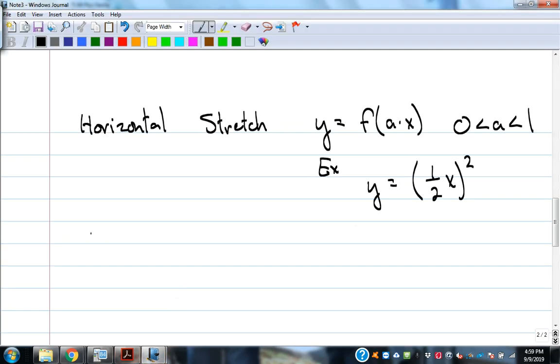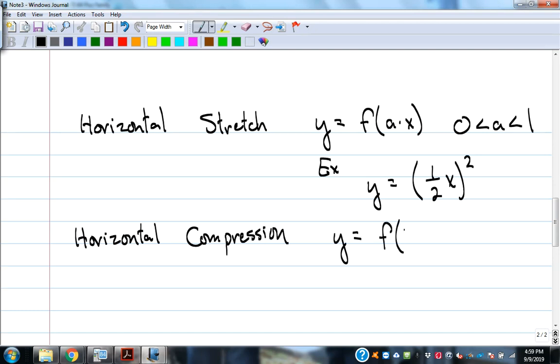Okay, so horizontal compression is taking the inside, multiplying by something, but that something is a number bigger than 1. So an example of that would be y equals parentheses 2x and then squared.